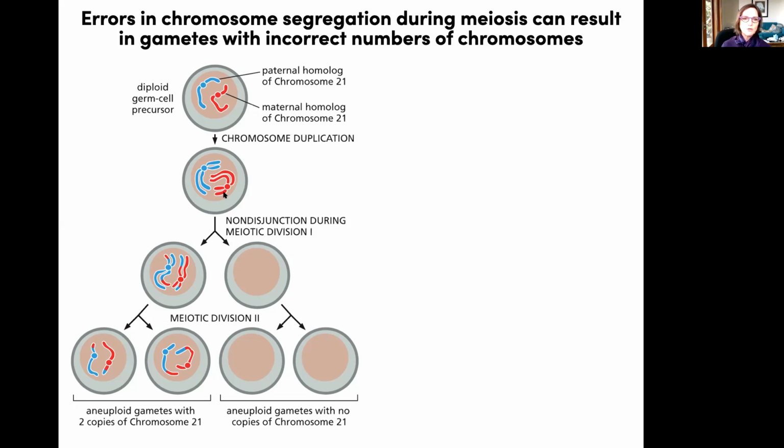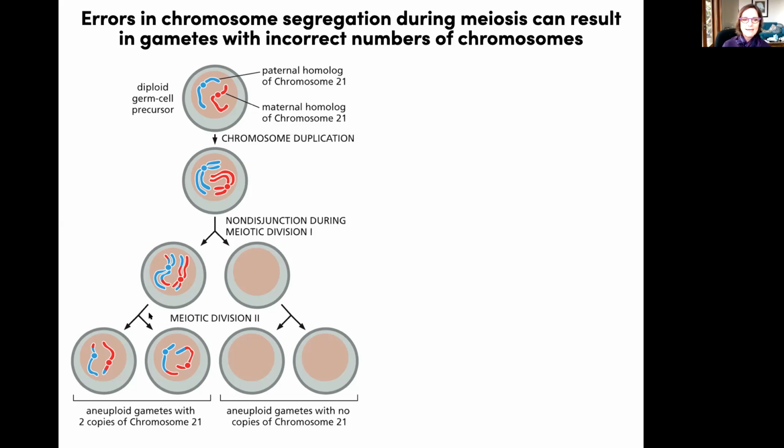So you can actually have missegregation, which is often called non-disjunction in meiosis, which I think is like a triple negative. You've got a not staying together. Anyway, not staying together. So they're supposed to come apart. Non-disjunction means they fail to separate. So this is an illustration of non-disjunction in the first division, but it can also happen in the second division.